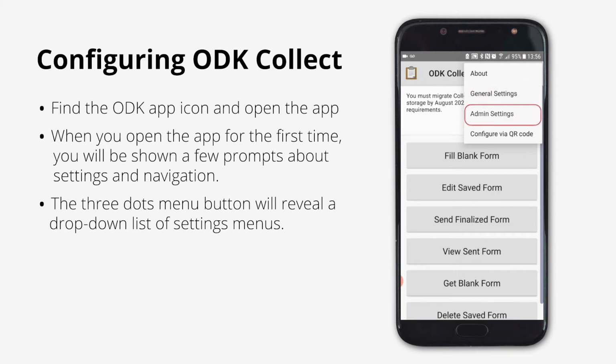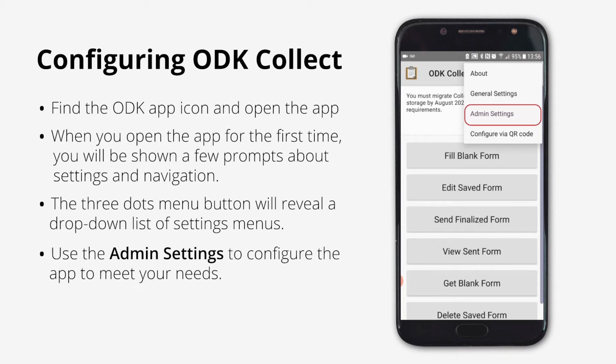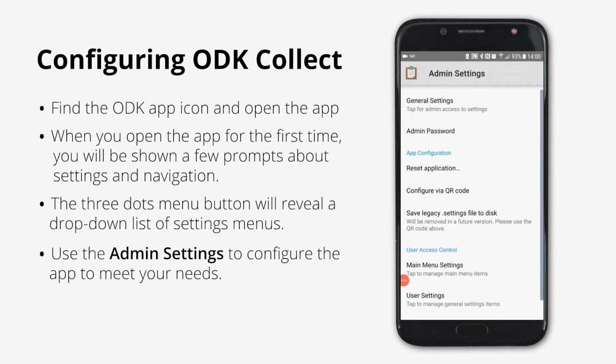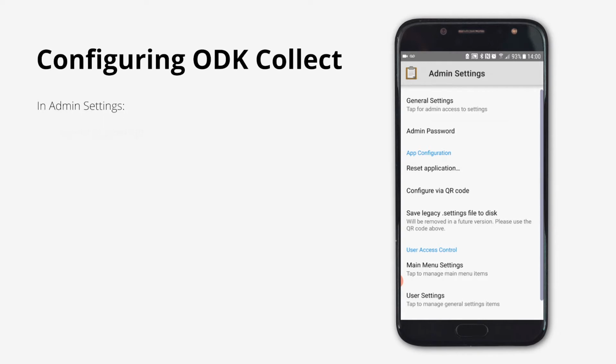However, it is the admin settings which are most important in the process of configuring the app to meet our needs. If you click through onto the admin settings, you'll be presented with a number of additional menus for separate settings. General settings, which is the admin version of the general settings page I mentioned before, including additional options for user and device identity, as well as server settings.